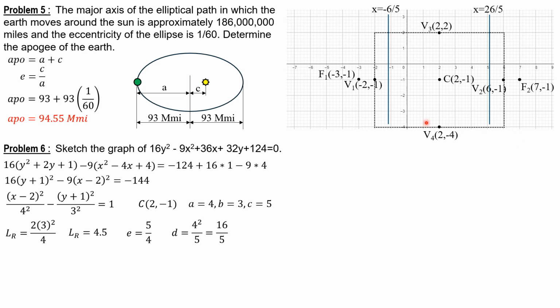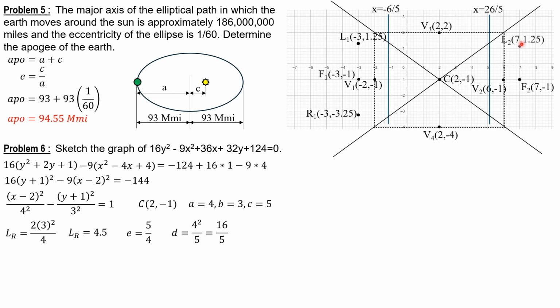So that's the imaginary rectangle. Then the diagonals are the asymptotes as shown. Then half of 4.5 is 2.25, so the coordinate here would be negative 3 comma 1.25, L1. Then R1, negative 1 minus 2.25, negative 3.25, and this is at negative 3 comma negative 3.25. L2 is 2 plus 5, so it's here. It is at 7 comma 1.25, L2. And R2 is 7 comma negative 3.25 as shown.